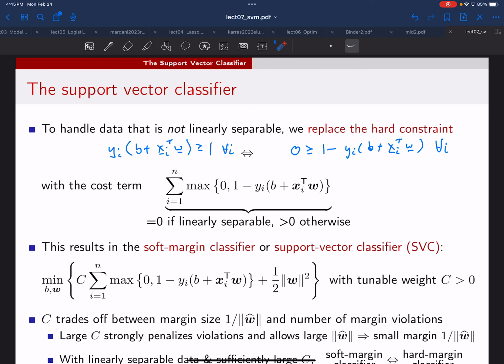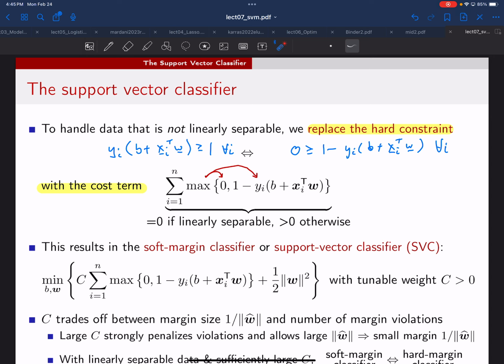Okay, so what we're going to do is we're going to replace this hard constraint with this cost. And so our cost is going to be the sum over our data points of the max of two numbers. So whichever one of these two numbers is larger, that's what the max will return. It either returns 0 if 0 is larger than this, or if the second one is larger than 0, it returns that number. So is it clear what we mean by this? This is basically just maximizing between those two alternatives.